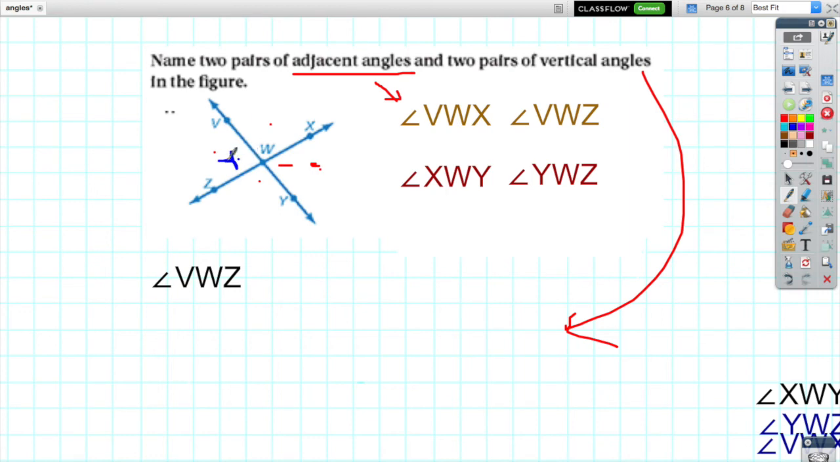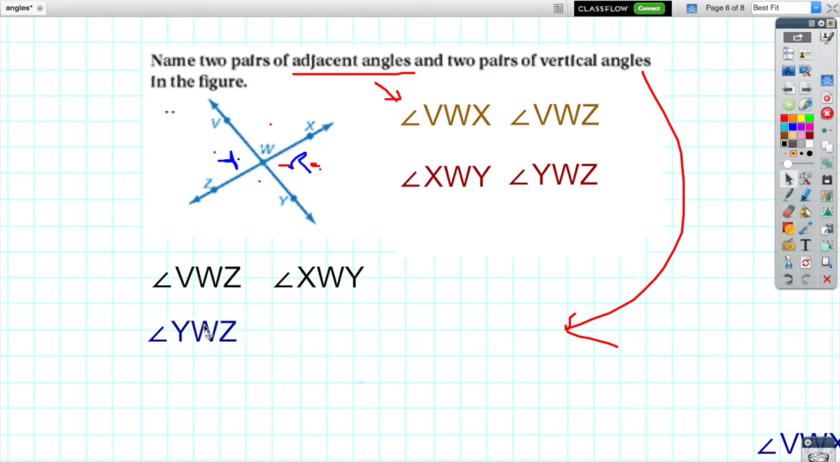And so vertical, here I don't have a choice. Vertical is very specific. I'm looking for that mirror image angle, which is directly across. So it's this one on this side. So that's going to be this one, XWY. Alright, and let's pick one more to show as an example. Let's say we're doing this angle, YWZ, that'd be this angle down here. Well, the mirror image directly across from it, the vertical angle, would be this one, VWX. Alright, so that's adjacent angles and vertical angles.